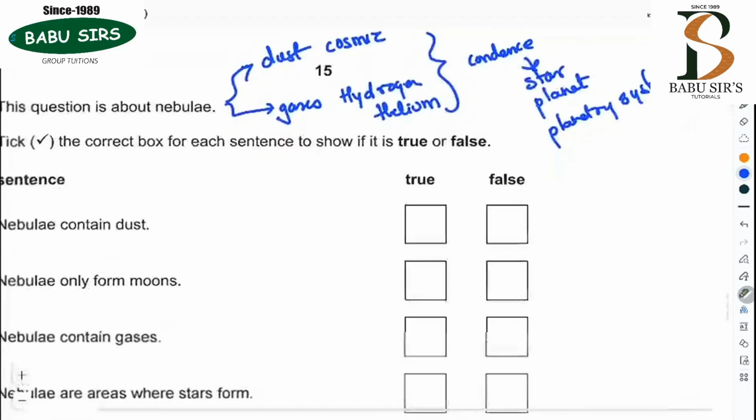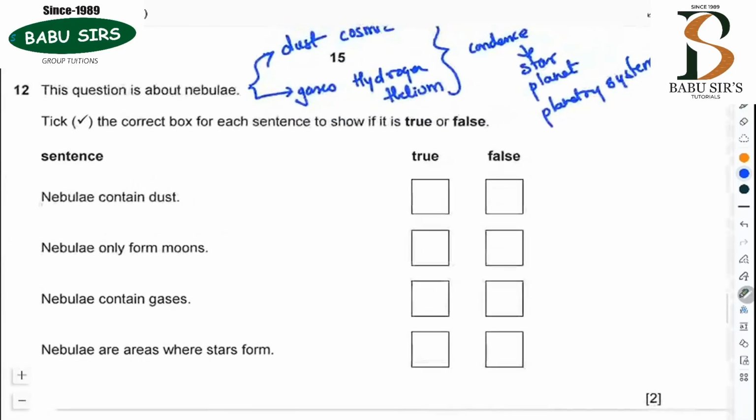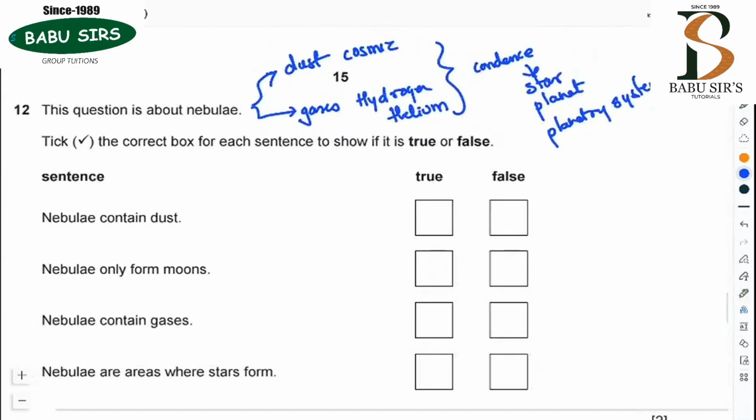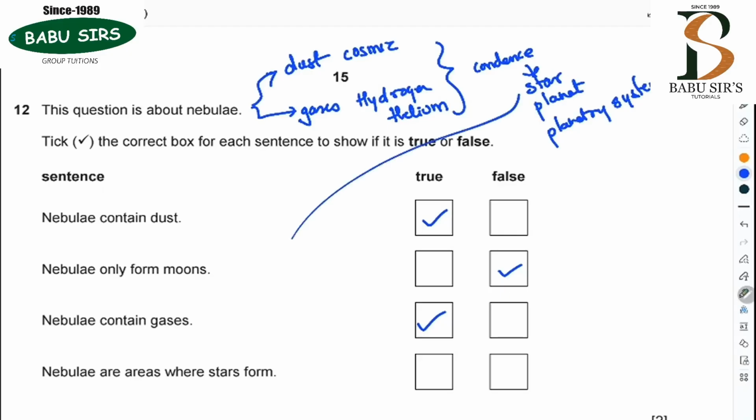So let's check the different possibilities. Nebula contains dust, so that is true. Nebula only forms moon, so that is false. Nebula can form star also, and it can form planetary system. Nebula contains gases. Now that is right, because it contains helium and hydrogen. Next, nebulae are areas where stars are formed. So you can see from nebula stars are formed. So this is also right.